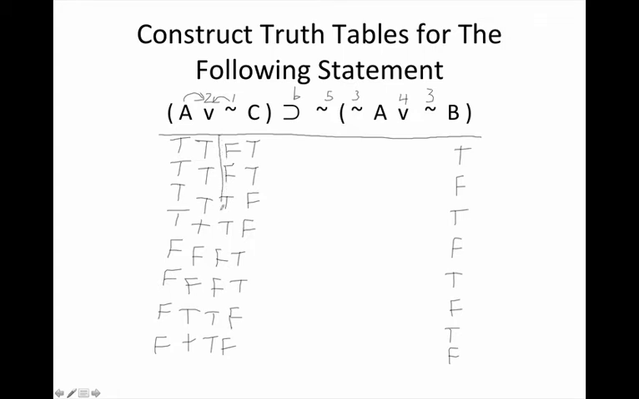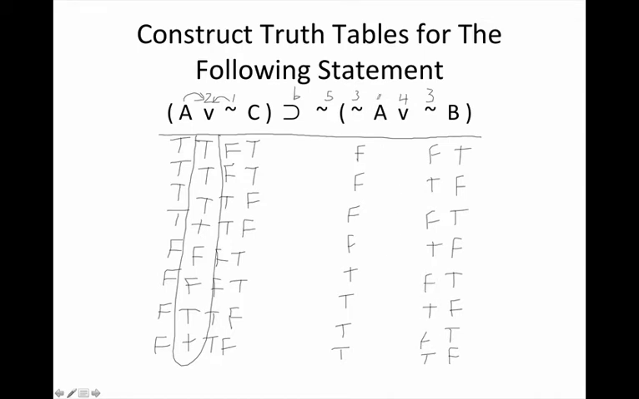So what I'm going to do to keep things clear, I hope, is box those values up, that column up, and then move on. So we'll have false, false, false, false, true, true, true, true, false, true, false, true, false, true, false, true.